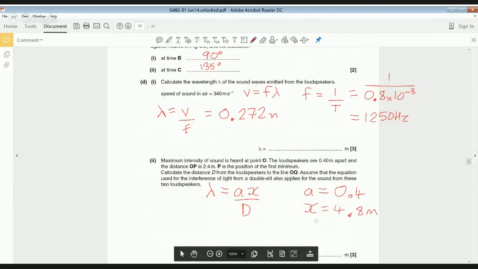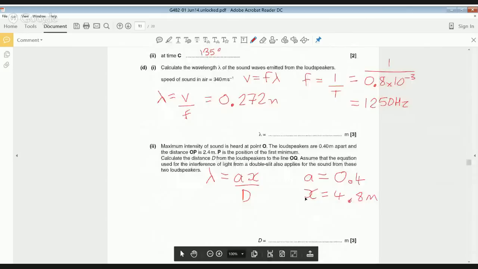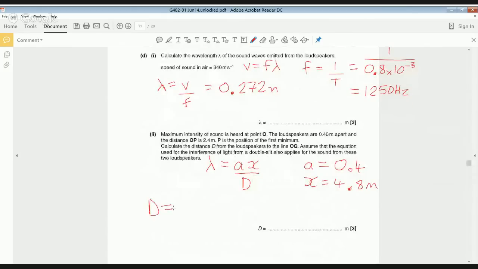And we have our wavelength from the previous question. So we can rearrange this. We use D equals a x divided by lambda, and we plug in our values here, 0.4, 4.8 and 0.272, and it will give us a distance between the speakers and the listener of 7.1 meters.